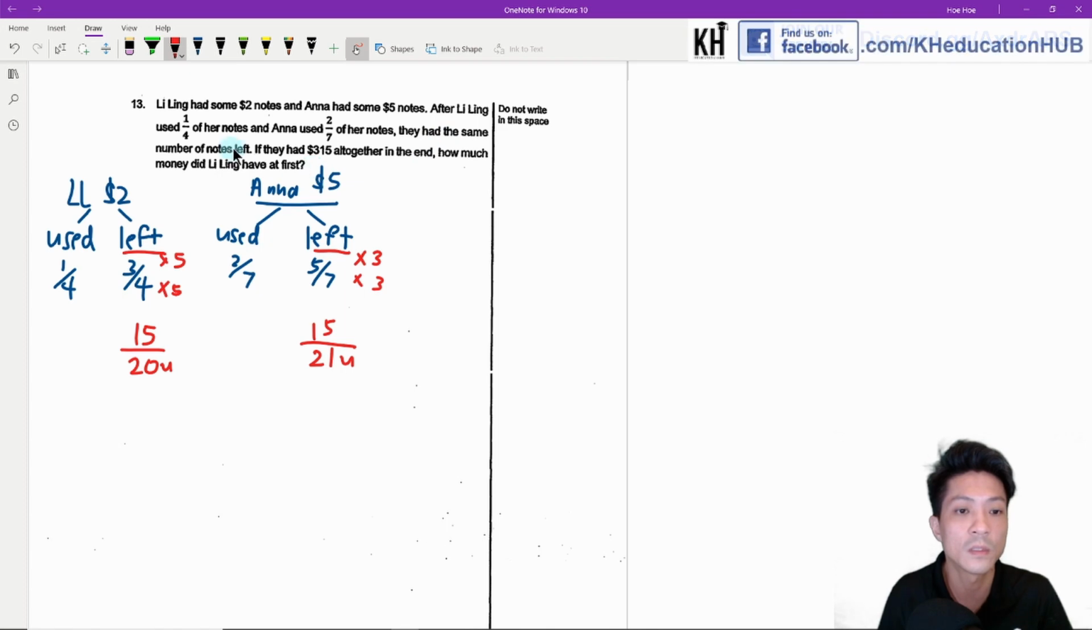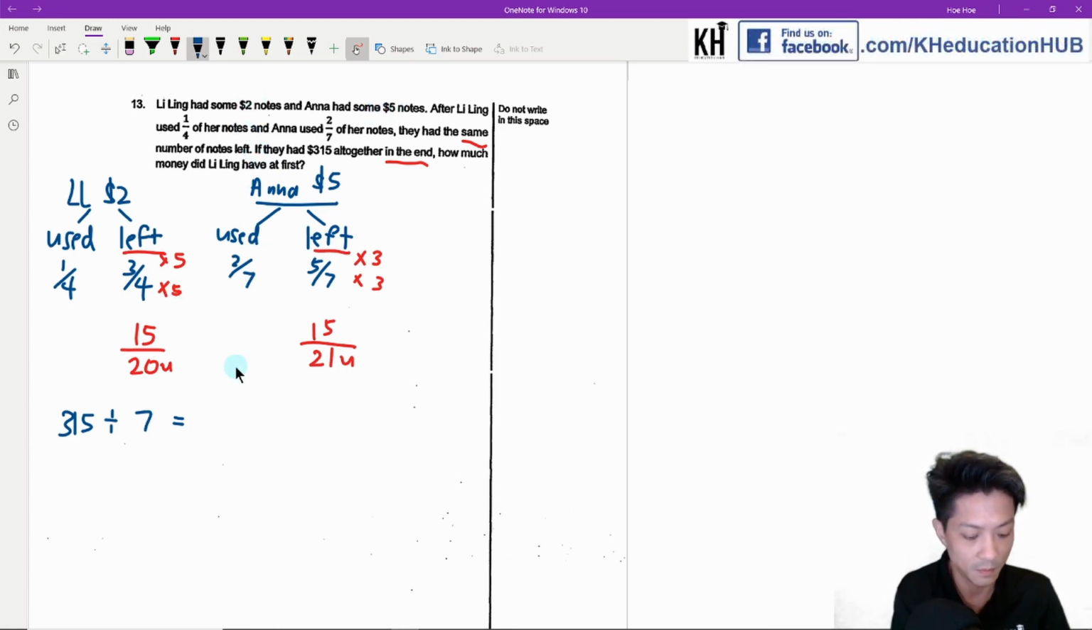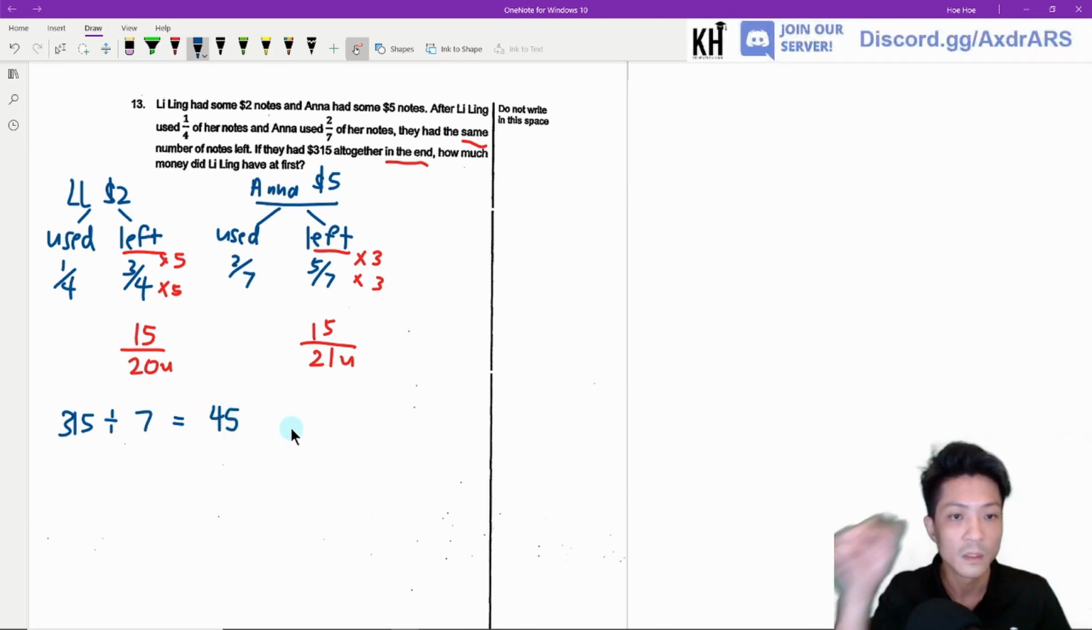If they had $315 altogether in the end, because they have the same number of notes left, the ratio of the number will be 1:1. So the next step is to use $315 divided by 7, which is the total of the $2 notes and the $5 notes. 315 divided by 7 will give me 45. This will suggest that there are 45 groups.